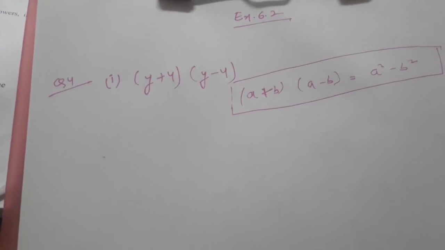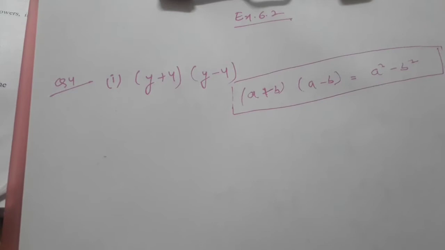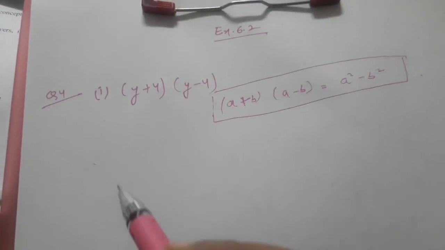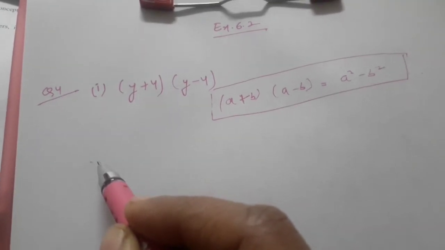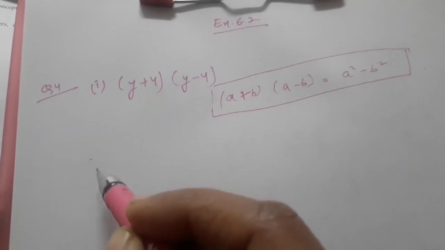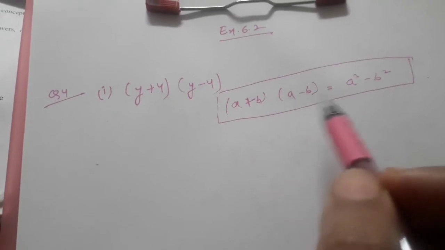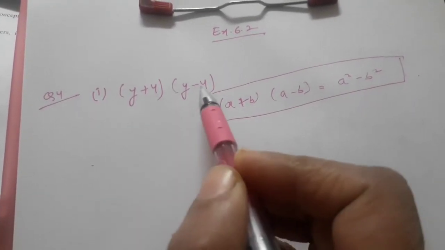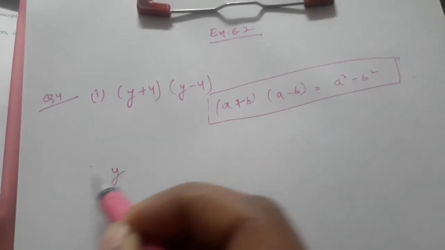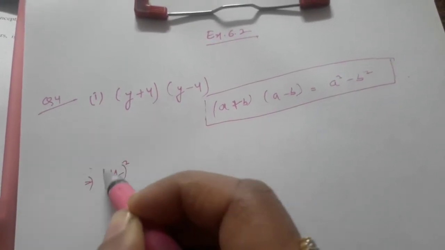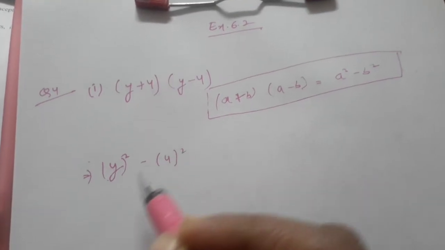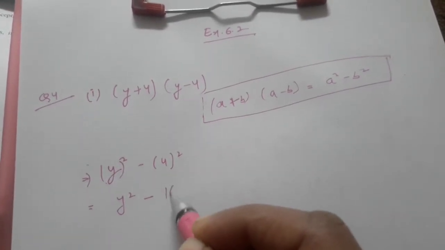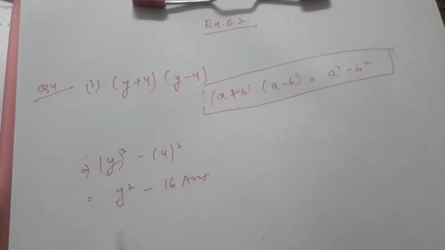So let's start with question number 4, first part. Here y plus 4 and y minus 4 is given. So how would we solve it? We will use this identity, a square minus b square. That is, a is y here and b is 4 here. So we will write y square minus 4 square. So y square would be y square only and 4 square would become 16. That would be our answer.